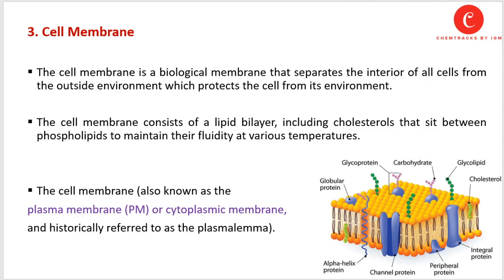cell membrane. The cell membrane is a biological membrane that separates the interior of all cells from the outside environment, which protects the cell from its environment. So we can say that the cell membrane is basically used as a barrier between the cell's inner environment and the outer environment. The cell membrane consists of a lipid bilayer, including cholesterol that sits between phospholipids to maintain their fluidity at various temperatures. Now you can see the diagram of the cell membrane on the right side.